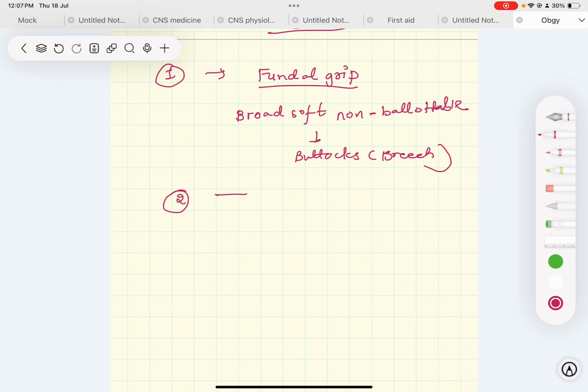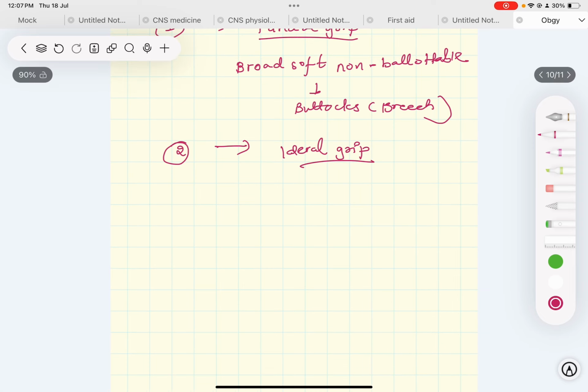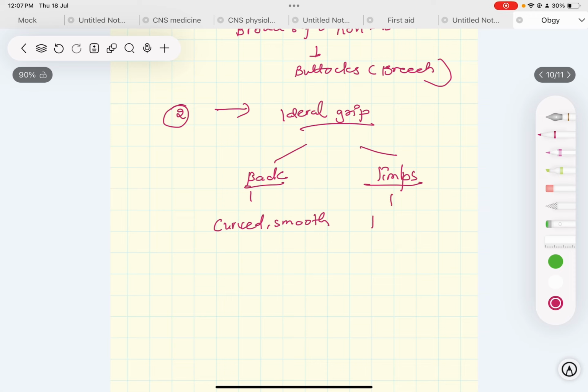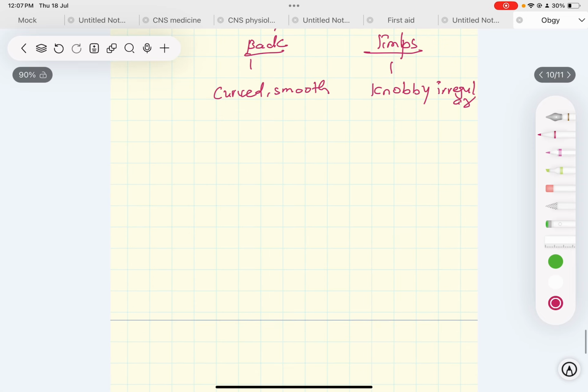Second, Leopold 2, in which we have to see the lateral grip. So what is in the lateral thing? Back and limbs. So how will the back feel? That is curved and smooth, and the irregular parts will be limbs.